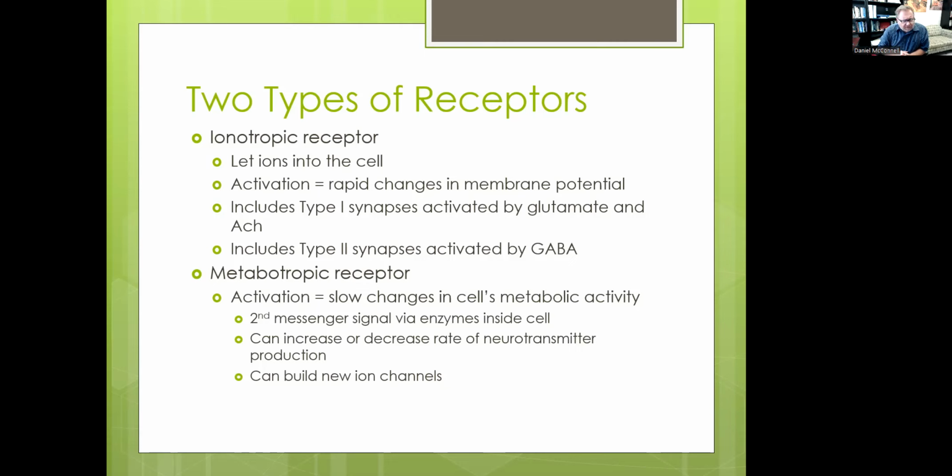But then that third kind of receptor and synapse is called a metabotropic receptor, right? So what is a metabotropic response? That's one that changes the cell's metabolism, right? So that's what we have described here, changing the cell's metabolic activity. What happens is known as a second messenger signal.